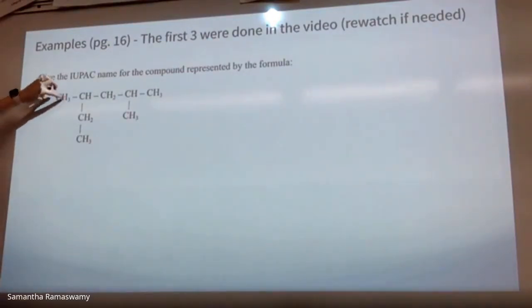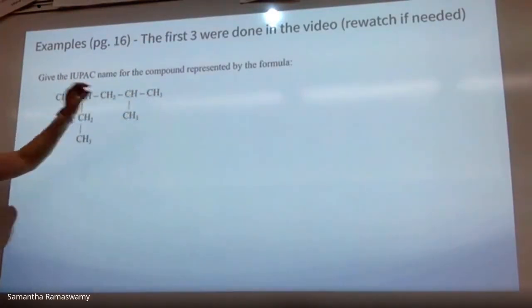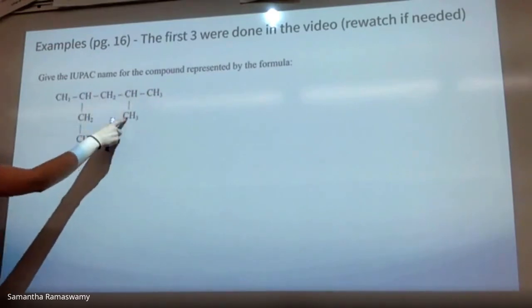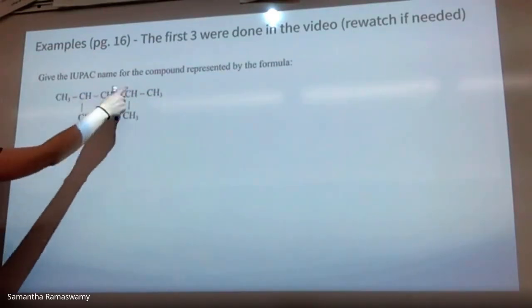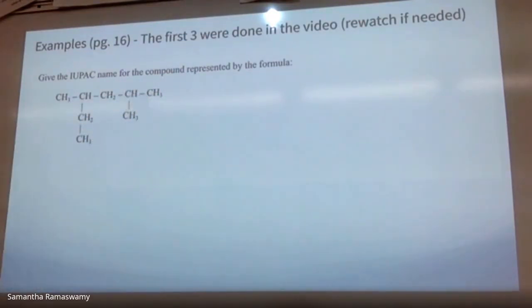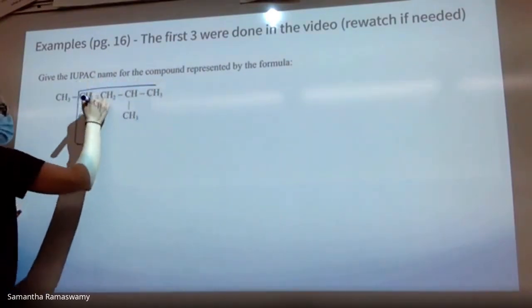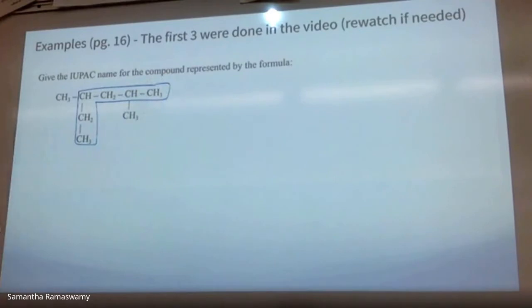So if I start here, 1, 2, 3, 4, 5, right? So there's a 5, 1, 2, 3, 4, 5, 1, 2, 3, 4, 5, 6. All right, so sometimes your longest chain might not be in a straight line. As long as it's a continuous chain of carbons, it might turn. 1, 2, 3, 4, 5, 6. That's our longest chain.